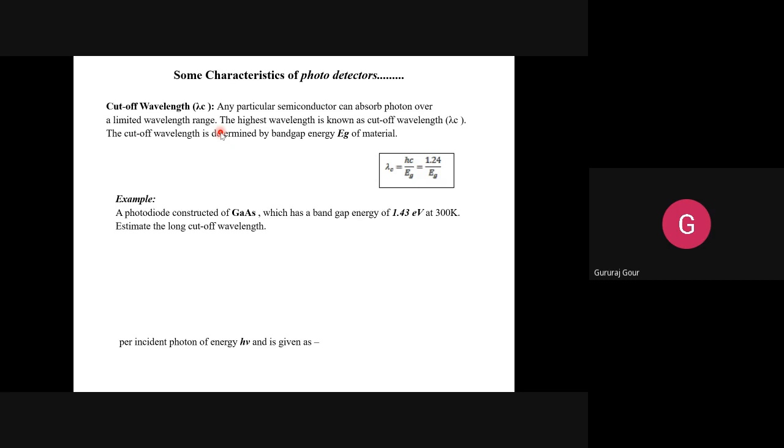The wavelength of the photon itself is going to limit how many photons are delivered to the intrinsic region or absorbed by the intrinsic region, in other words. So in more definite terms, it is the maximum wavelength up to which we can get the absorption of the photons by the intrinsic region, and it is determined by the band gap energy Eg of the material. So it depends on the material characteristics also. So it depends on both.